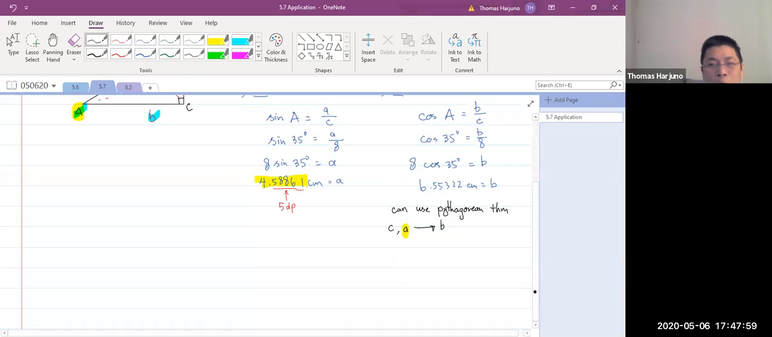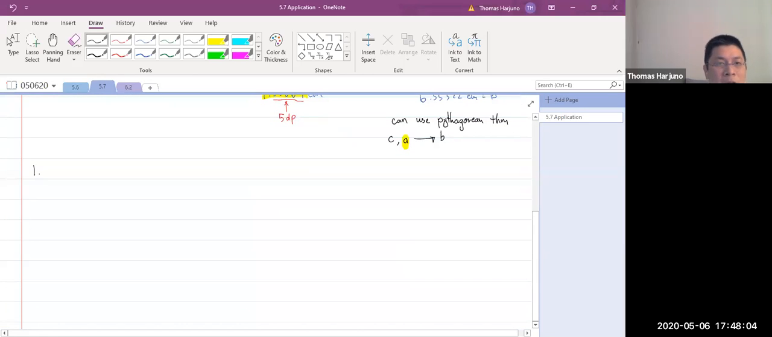Okay, more. Suppose we have the same situation. Example 2. Let's say I have triangle ABC, right angle at C. And then I say A equals 4, B equals 7. And the question is find angle B.